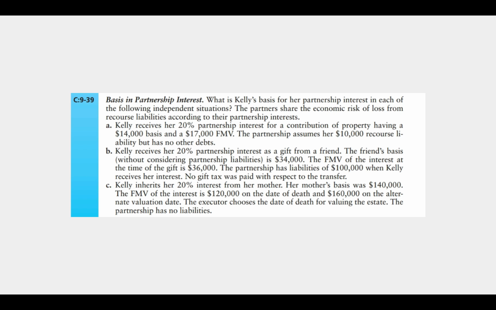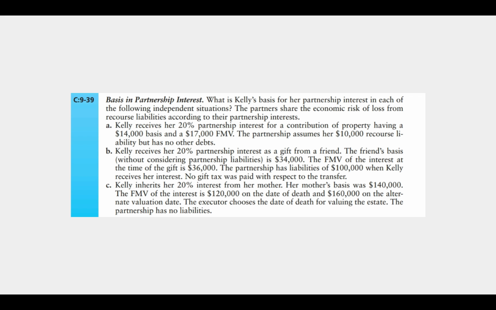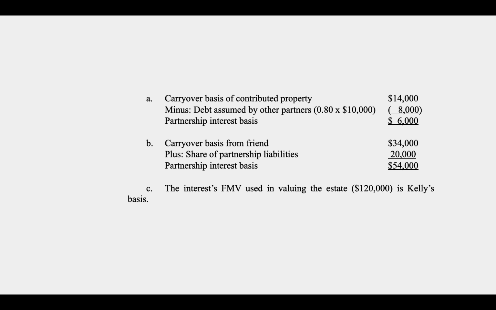But here, Kelly is gifted an interest in a partnership. She's going to take a transferred basis of $34,000, and no gift tax was paid. So there's going to be no adjustment for that. So we start with a carryover basis, and then we add to that her share of partnership liabilities. Again, they told us the partnership has liabilities of $100,000, and she gets a 20% interest, so that's going to increase her basis. Her basis will be $54,000.